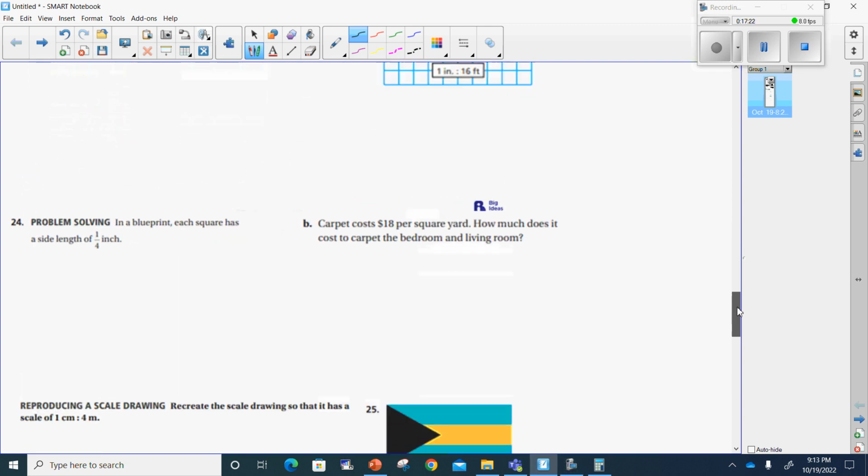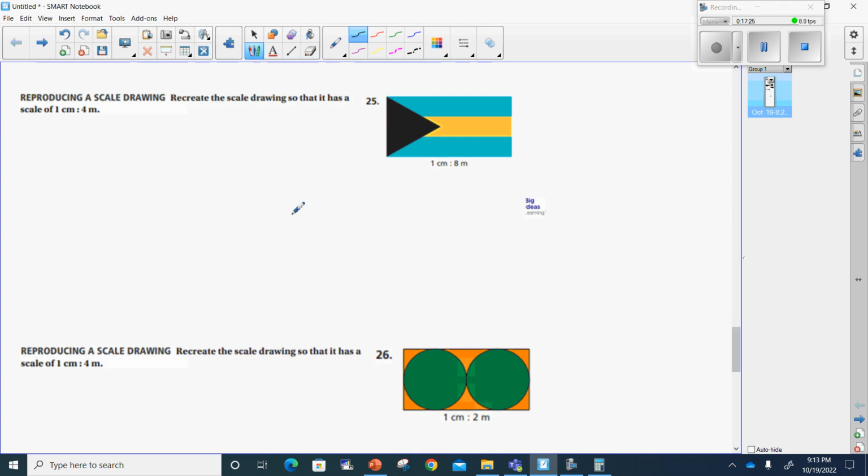I'm going to go to number 25 now. It says recreate the scale drawing so that it has a scale of 1 centimeter to 4 meters. Okay, so they want it to be 1 centimeter. It says recreate the scale drawing so it has a scale of 1 centimeter to 4 meters. And right now it says that it's 1 centimeter to 8 meters. They want us to recreate the scale drawing.